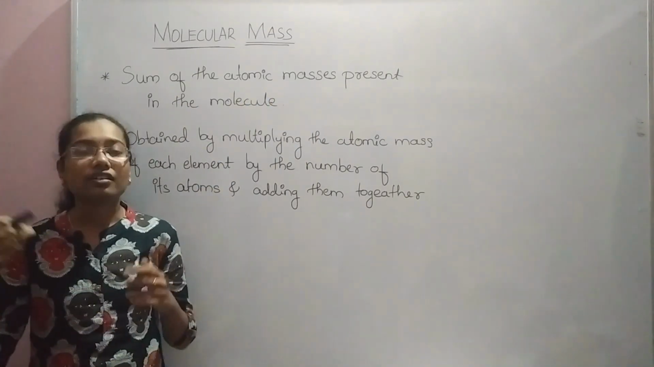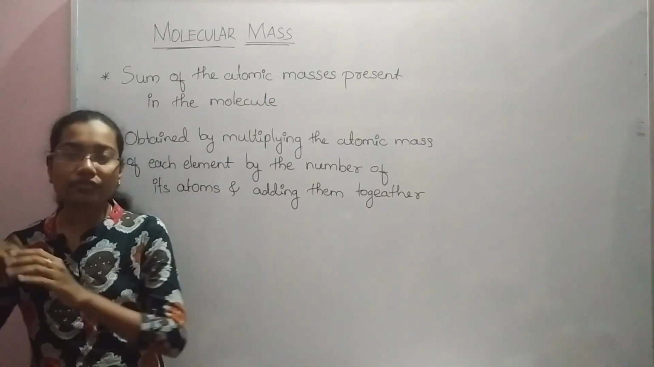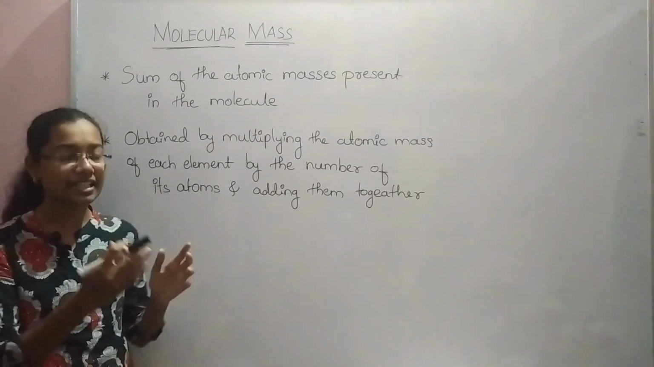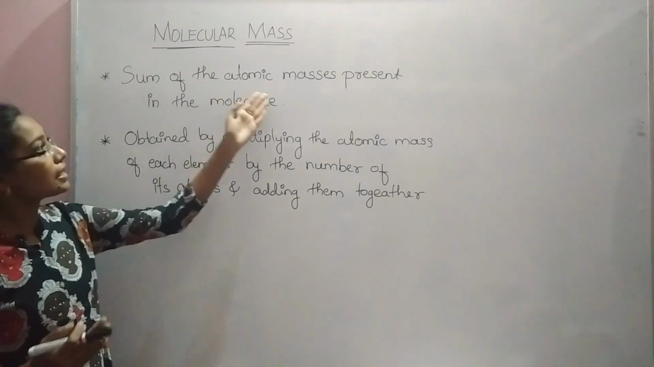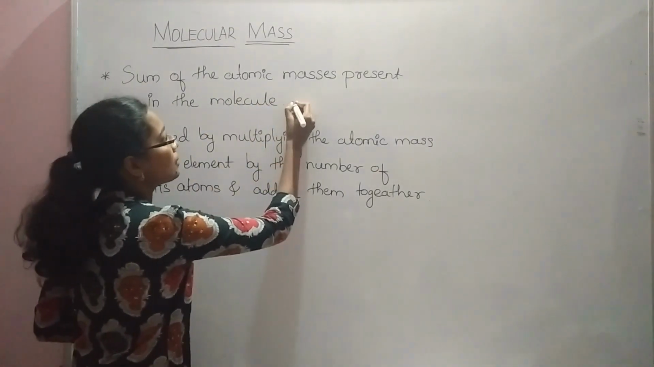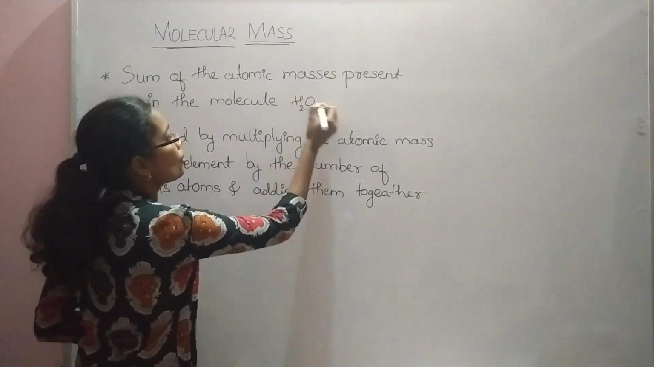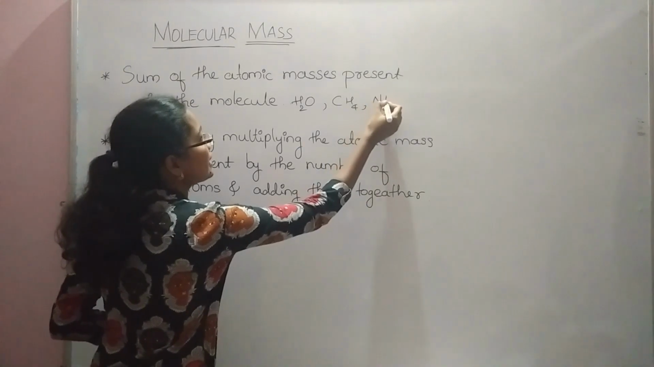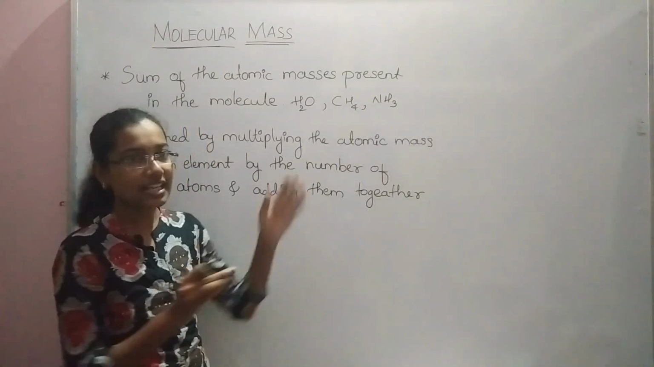Means a molecule is made up of different atoms. So molecular mass is calculated as the sum of the atomic masses present in the molecule. For example, you take molecules like H2O, CH4, NH3, etc. These are the molecules.